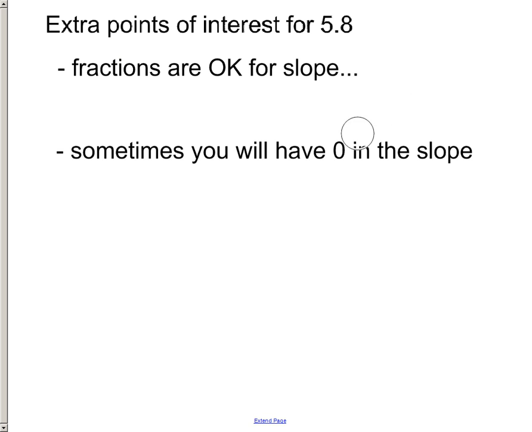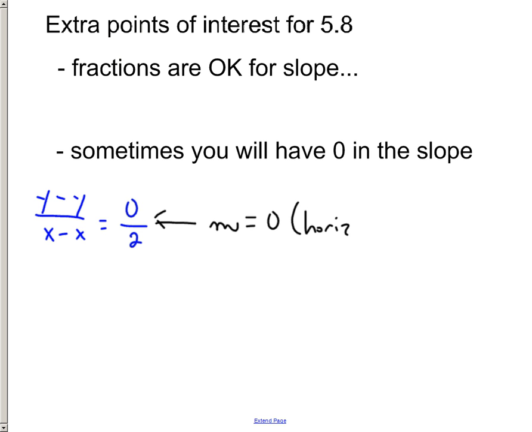Also, at times you'll get very strange slopes, and it'll look like a very odd fraction. It doesn't mean you've done it wrong necessarily. It's just the nature of the problem. And sometimes you'll have a 0 in the slope. You remember we've got the y minus y over x minus x, and you might get a 0 on top, like 0 over, let's just say, 2. When you have a 0 on top, that automatically means that your m is going to be 0, because 0 divided by 2 is 0. That's also code for, hey, this is a horizontal line.